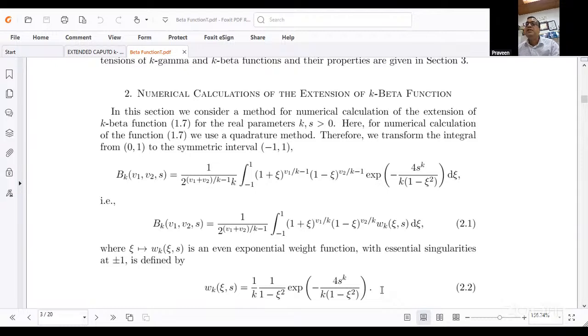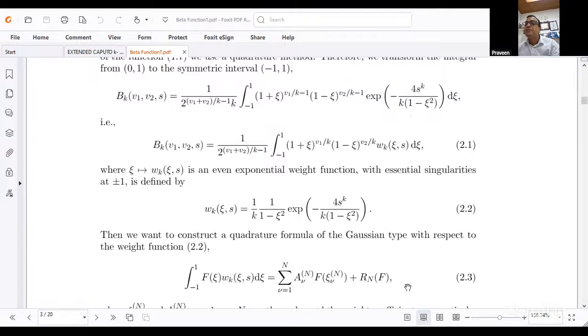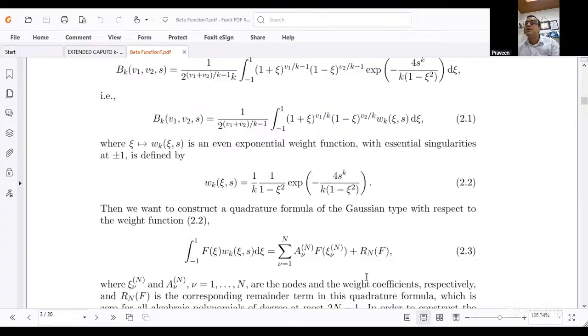So the beauty of this particular result is that we consider the matter of numerical calculation of the extension of the k beta function, which we have extended in the equation number 1.7. In 2.2, you can see that this is the weight function, and it is defined by 1 by k, 1 upon 1 minus zeta square, exponential function of minus 4s raised to power k upon k 1 minus zeta square, right? Then we want to construct a quadrature formula of the Gaussian type with respect to the weight function 2.2, which is represented by the equation number 2.3.